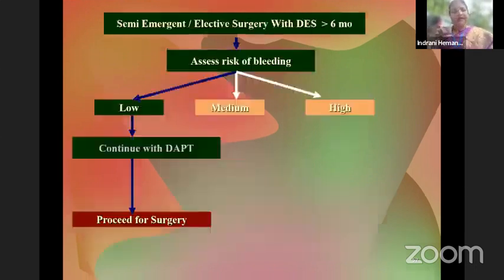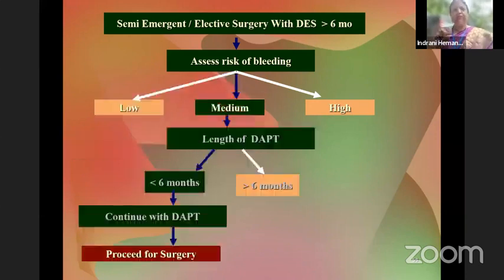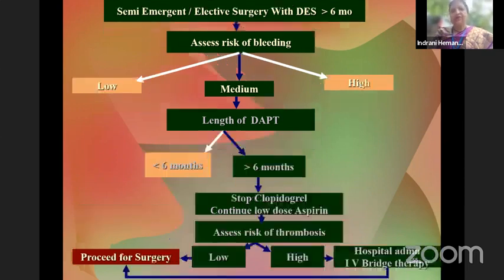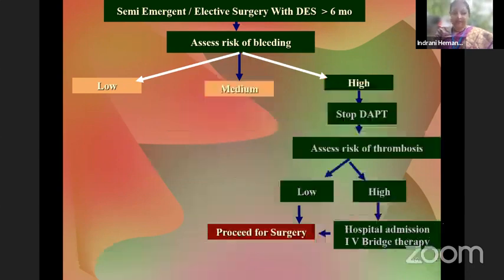And if it is placed more than 6 months ago, assess the risk of bleeding. If it is low, continue with the DAPT and proceed for surgery. If it is medium and if it is less than 6 months, continue with DAPT, proceed for surgery. If the length of DAPT is more than 6 months, stop clopidogrel, continue low-dose aspirin, assess risk of thrombosis. If it is low, proceed for surgery. If the risk of thrombosis is high, go for a bridging therapy.